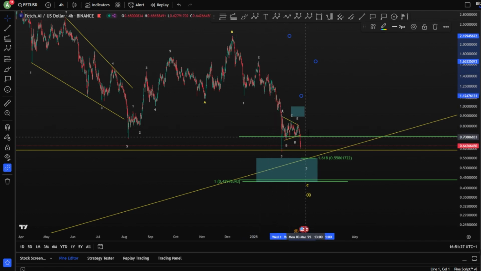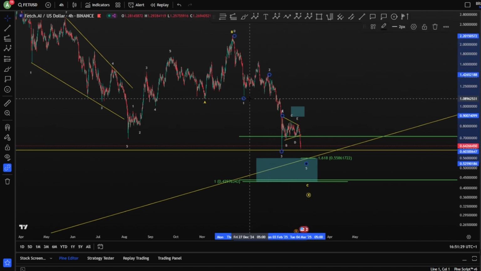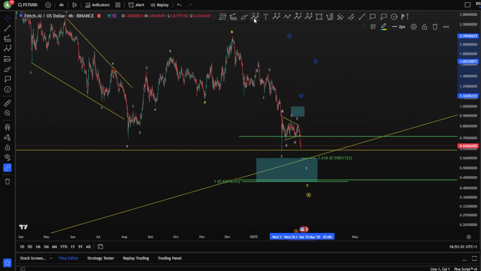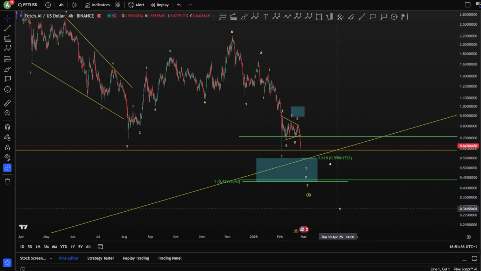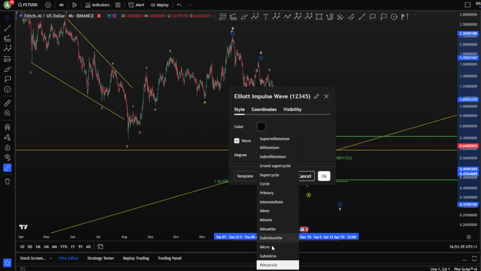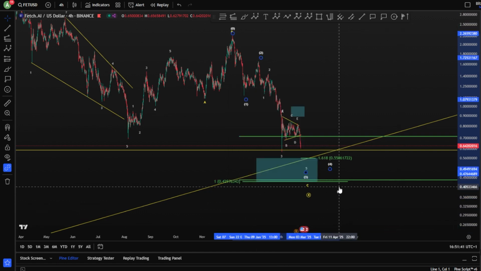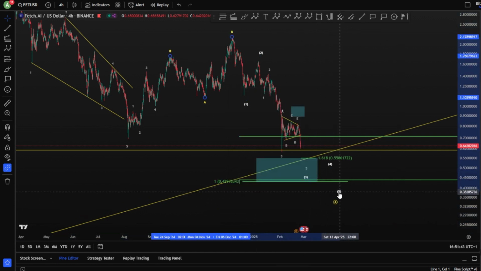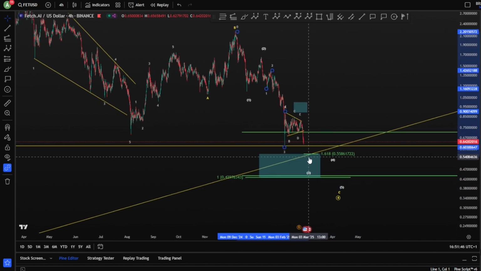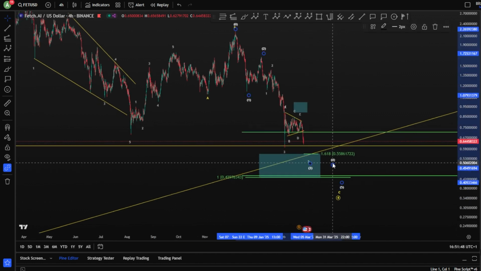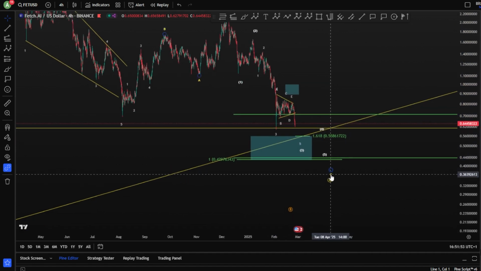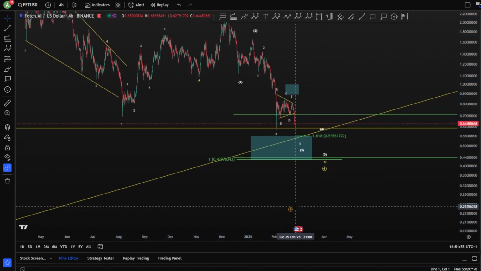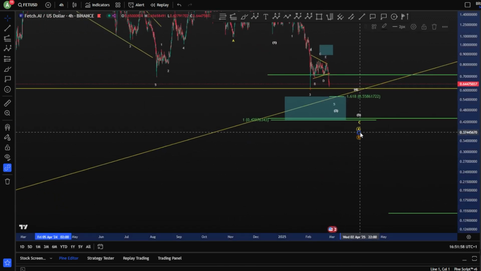So 1, 2, 3, 4, 5. Yes, so actually we need to adjust this a little bit here. Let's add another 1, 2 here. 1, 2, 3, 4, and a 5. Here we go. So yes, this is much clearer counting. Okay, here we go. So basically, we might not dive so much deeper. Yeah, here we go. 4, it might be up. 5, finishing wave C exactly here with a wave 4, probably wave B as well. Here we go. Yeah. So these are the scenarios, guys.